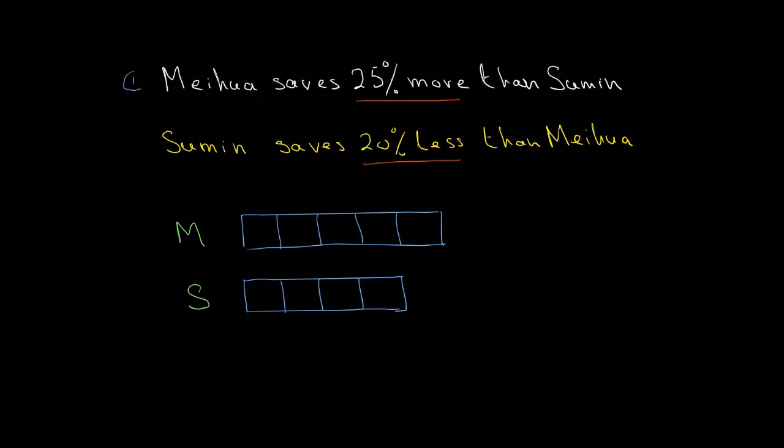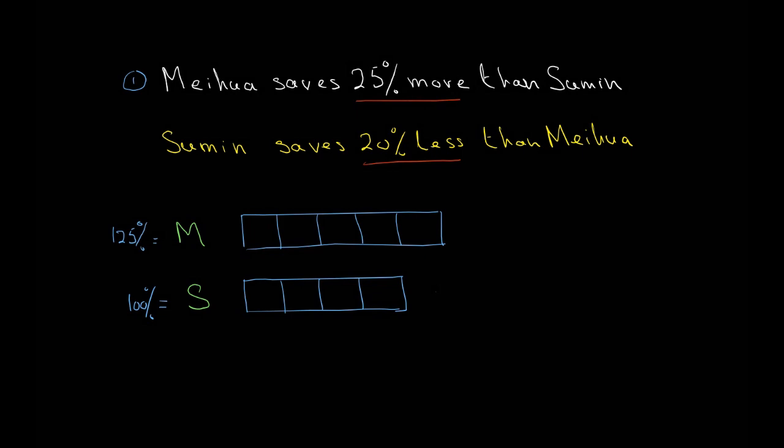here's the case number one. What we're doing is we are assuming that Suman is 100%. So we assume Suman to be 100%. And then clearly each square is 25%, which means Mehua will be at 125%, right? Because it has 5 squares and each square is 25%, so it would be more.